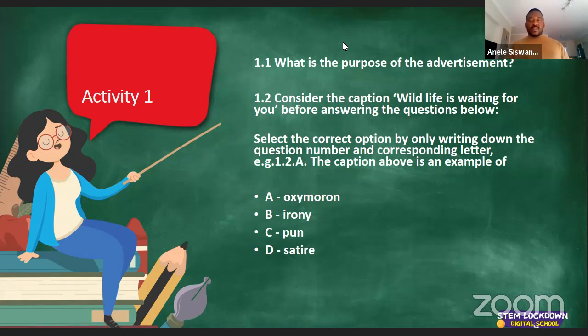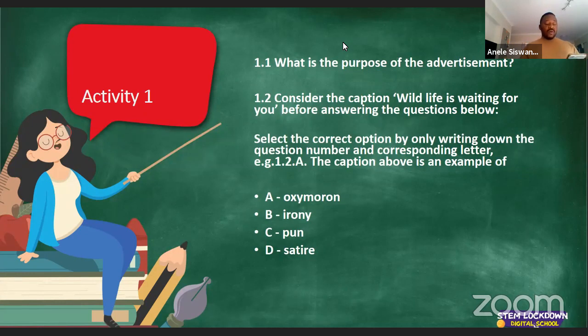So you're correct that some of you are saying the reason is to encourage people to travel to South Africa to see wildlife and safari trips. So the main idea is really about traveling and about wildlife. So those ones who said it's about traveling, you are spot on and correct. So two, it's B, it's irony. Some people even spell or pronounce it differently. It's irony. That is, the caption is ironical. The wildlife is waiting for you so that they can eat you.